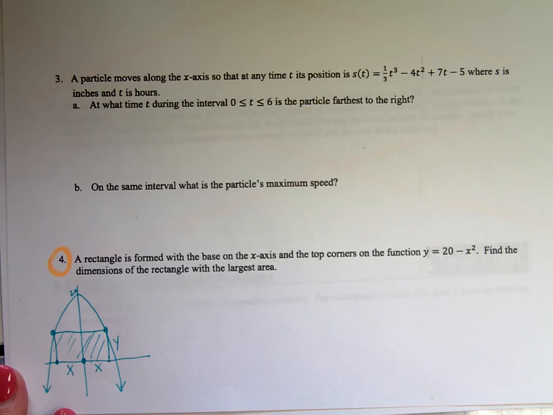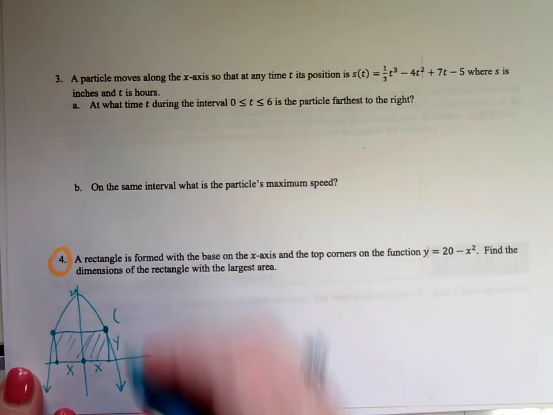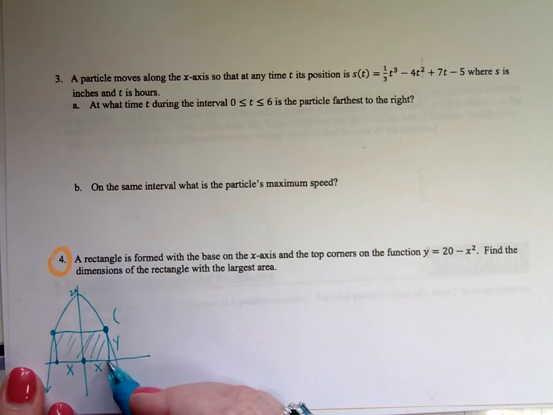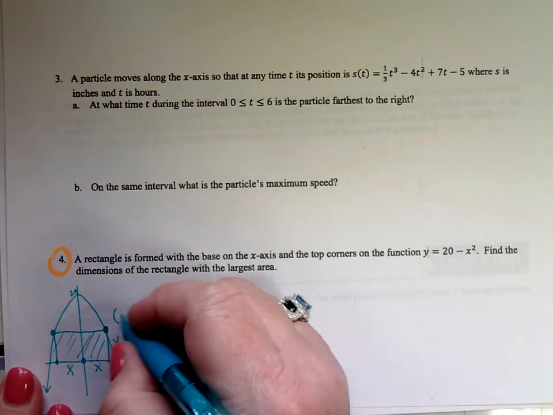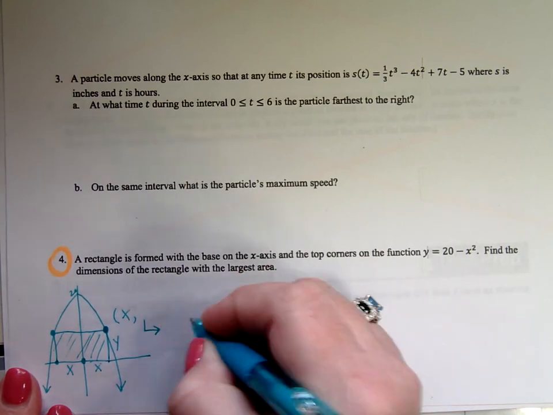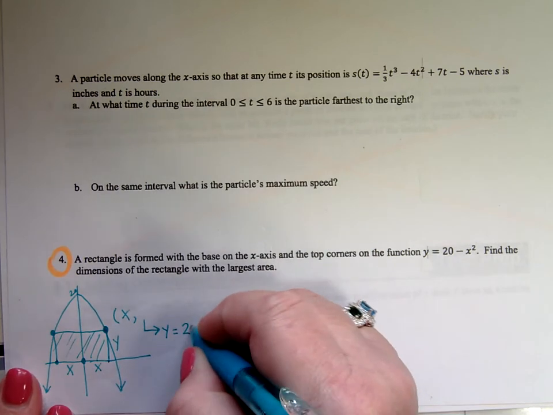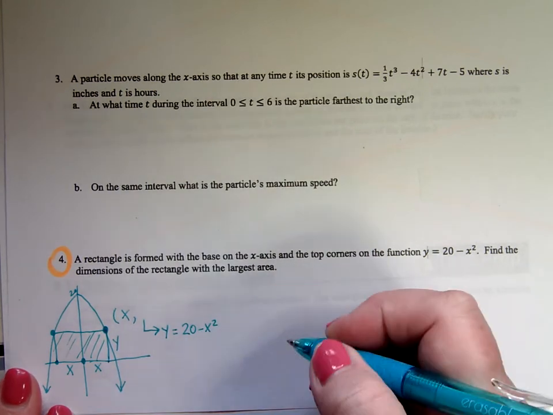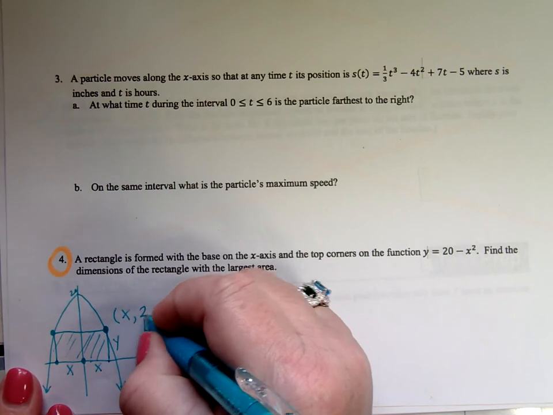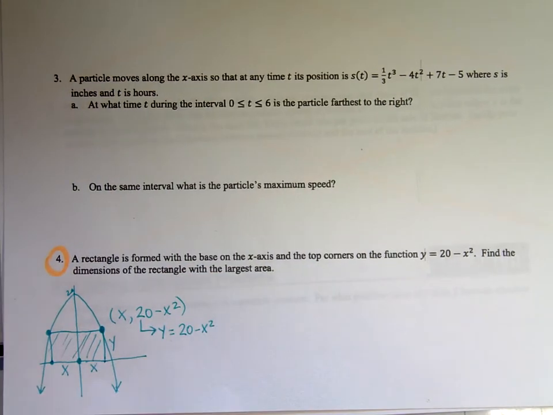So I'm going to think about what this coordinate value is. This coordinate would be, I'd be going x and then I'd be going y. Well, don't you know that y equals 20 minus x squared? So that means that the coordinate is x comma 20 minus x squared, my y value. Make sense?